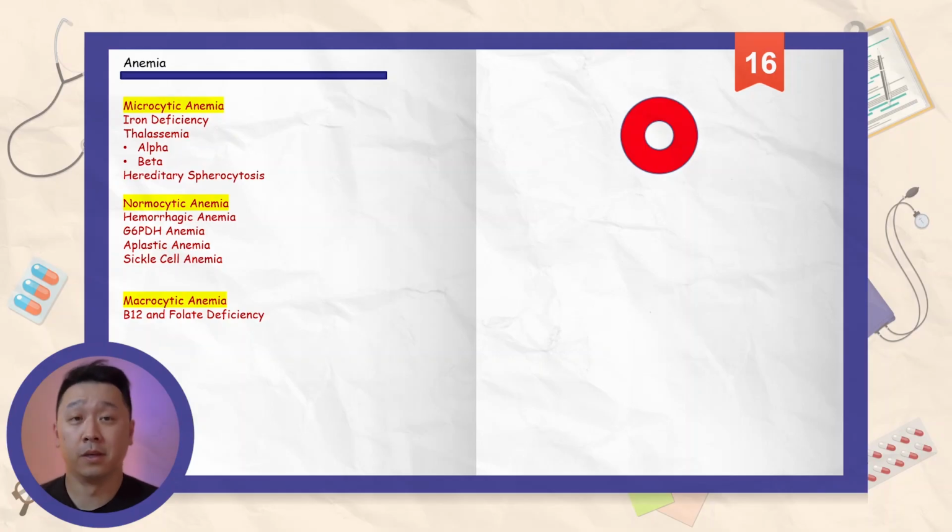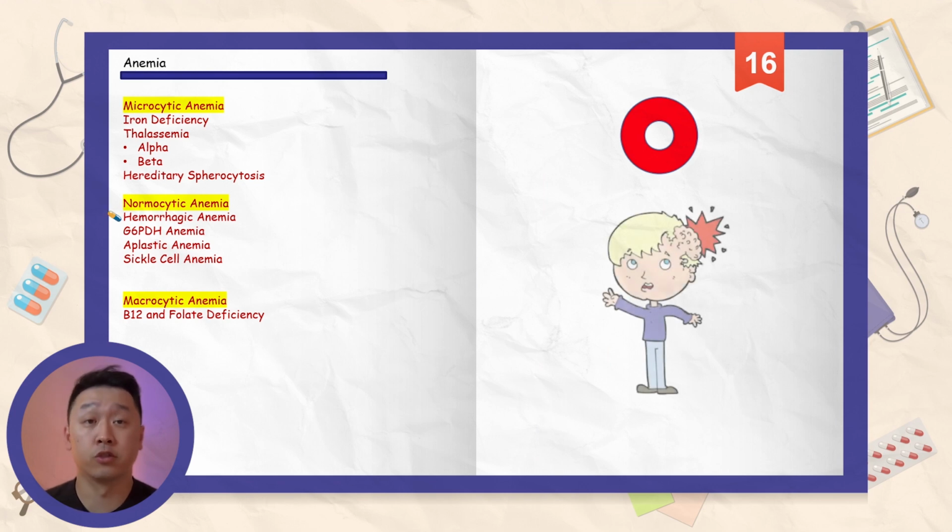The next type of anemia is known as normocytic anemia. Normocytic anemia means that there is no change in the mean corpuscular volume. We will explore the different types of normocytic anemia, which include hemorrhagic, G6PD, aplastic anemia, and finally, sickle cell anemia. So hemorrhagic anemia is caused by a loss of blood volume. And when we lose blood volume, we also lose red blood cells. Examples of hemorrhagic anemia include traumatic injury, gastrointestinal bleeding, and menstrual bleeding.